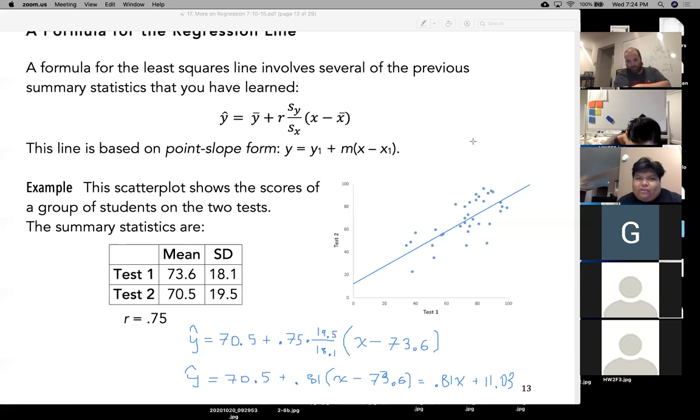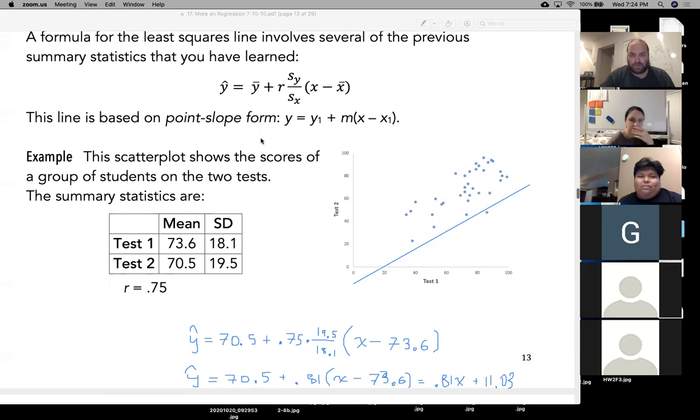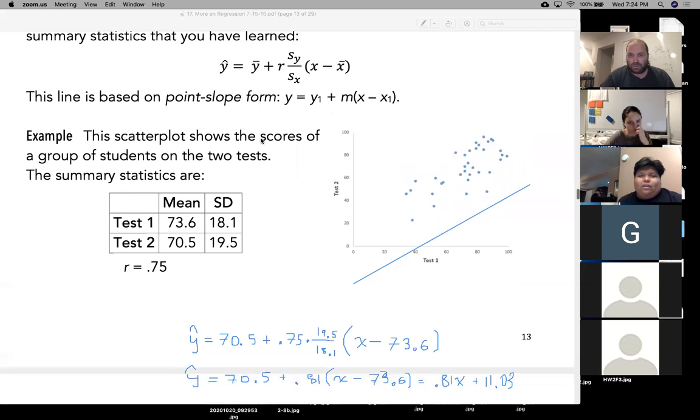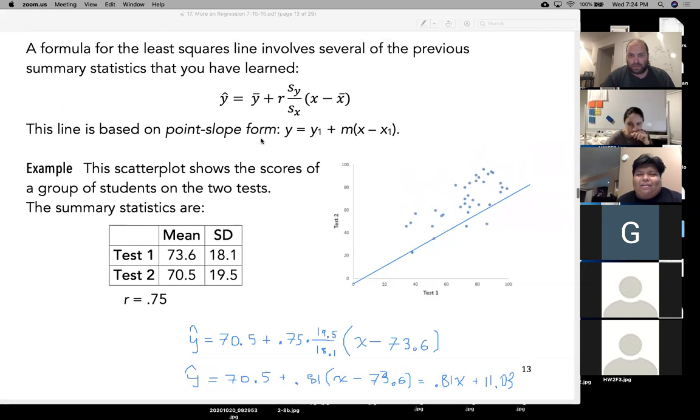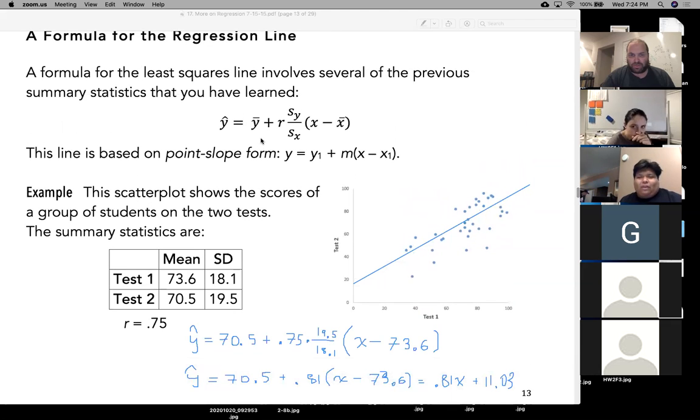Professor, do you mind moving your screen up just a little bit? Your screen, or whatever you're sharing, can you scoot it up a little bit? Oh, can you not see the bottom? Maybe it's just my screen. I can't see what you wrote on the right, at the bottom. 0.81x plus 11.03. Okay. Thank you.